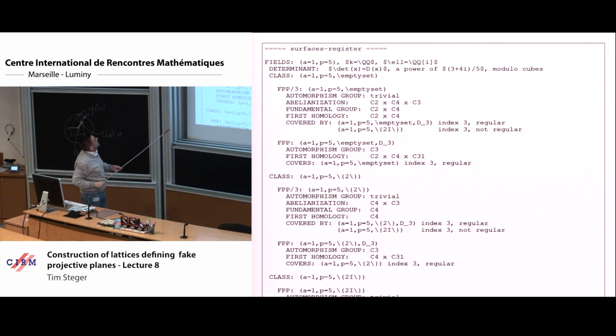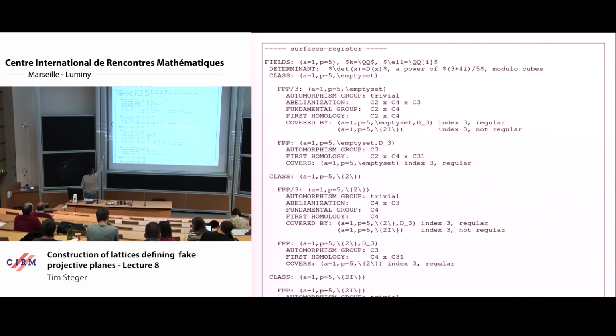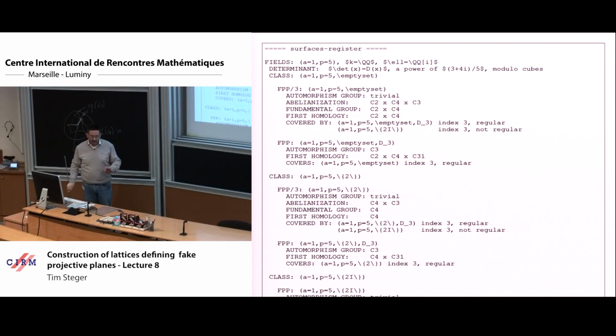Okay, so now let's look at this one, it's as good as that, and it's closer. Okay, so this entry in the table is written FPP over 3. So that means this is not a fake projective plane. It's something which is covered in a threefold way by a fake projective plane, right?